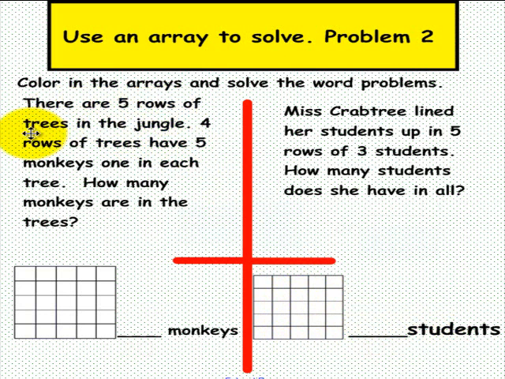There are 5 rows of trees in the jungle. 4 rows of trees have 5 monkeys, 1 in each tree. How many monkeys are in the trees? What you would do when told to is to pick up a pen and color in the array and then write the total number of monkeys here. Part 2. Mrs. Crabtree lined her students up in 5 rows of 3 students. How many students does she have in all? Again, please color in the array and write the total number here. If you would please, pick up a pen to solve this problem.